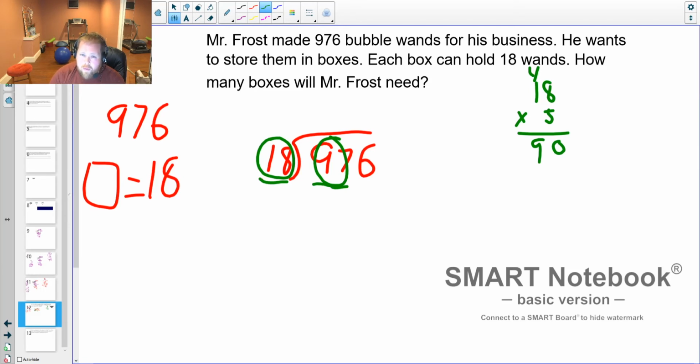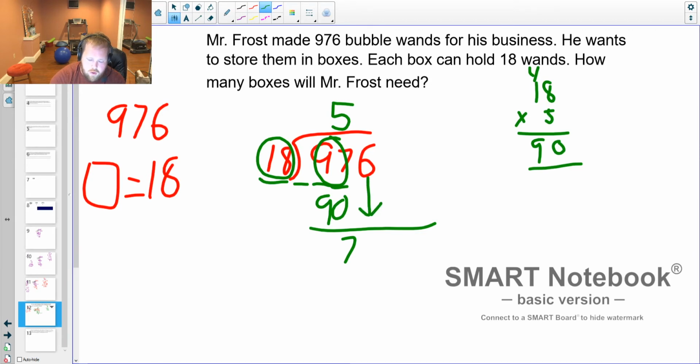Can I add another group of 18? No. I'd be way over 97. So here's what I'm going to do. I'm taking this 5, putting it right there. So we know that 5 times 18 equals 90. Minus. 7 minus 0 is 7. 9 minus 9 is 0. Bring down the 6. 76.